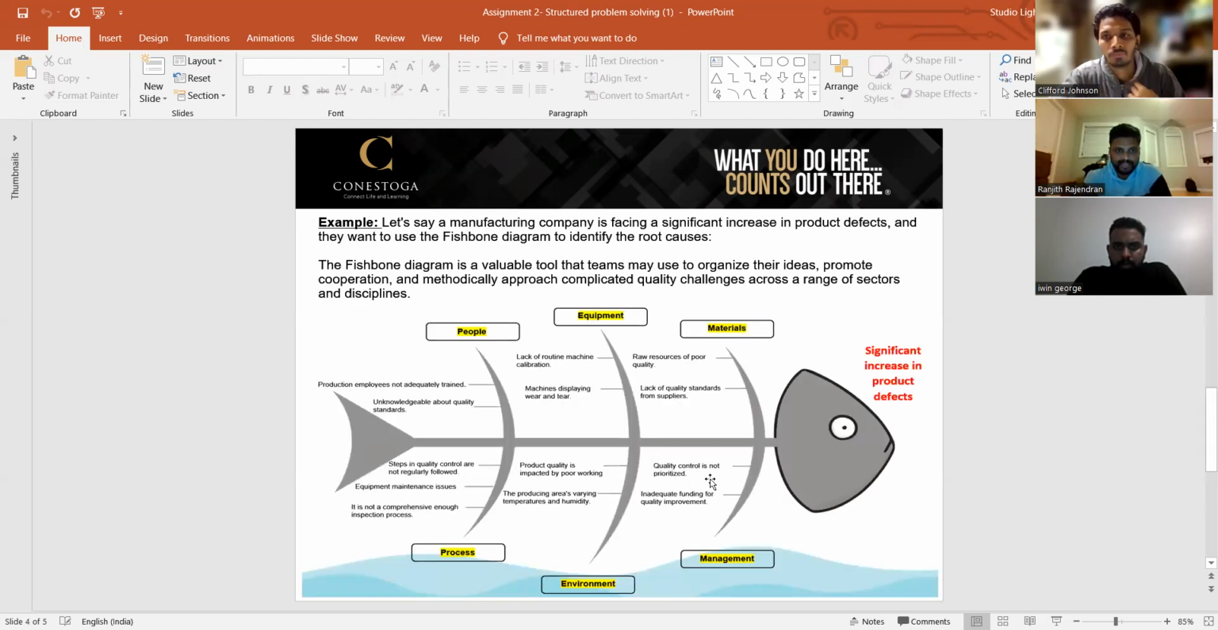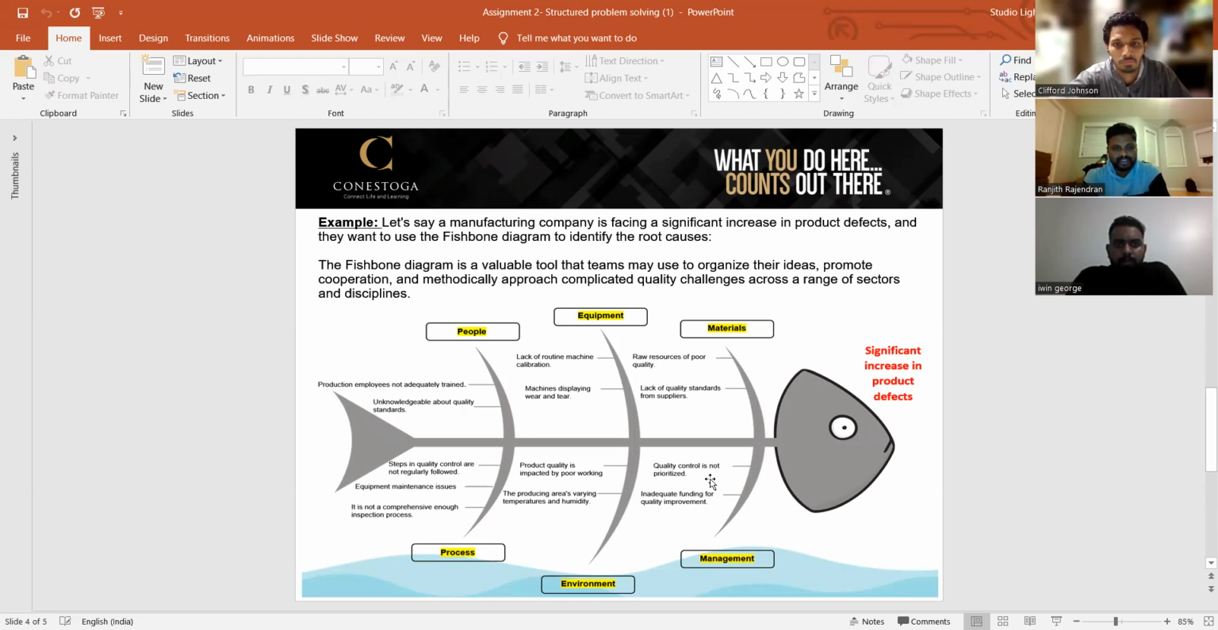Okay, let's see an example to find the root causes of a problem. Let's take a scenario of a manufacturing company which is facing a significant increase in product defects. What could be the potential reason behind it? As we've seen in the previous slide, it could be the 6Ms. Let's see each and every factor one by one.